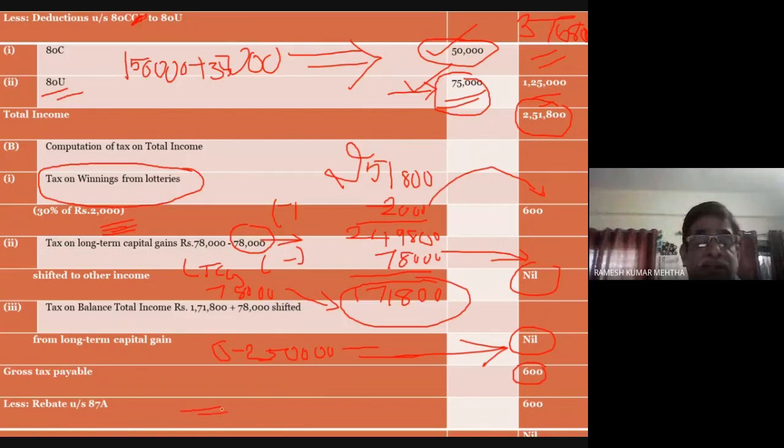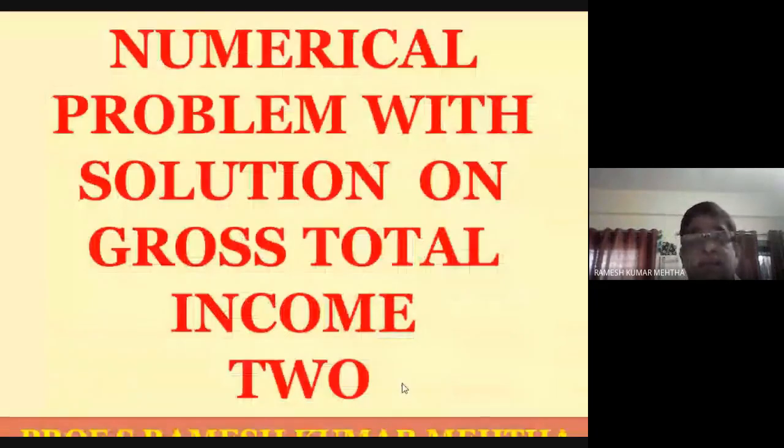However, he will get a rebate under section 87A if the total income is less than 5 lakh rupees, then he need not pay a single paisa as tax. This section 87A rebate has been discussed in detail in my video on this section under the Income Tax Act for the assessment year 2019-20. So hope you have understood this problem. Let's take up the second problem under gross total income.